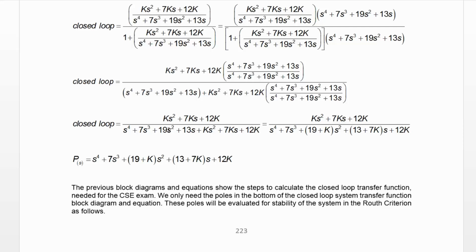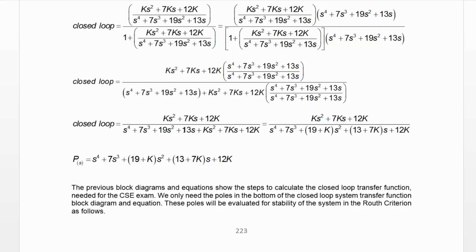You can't just say 19k because that's multiplying. These have to be added together. So we take a 19 and a k, and it's 19 plus k times s squared. Remember, you can't multiply, you're just adding these together. So this is 19 plus k s squared.